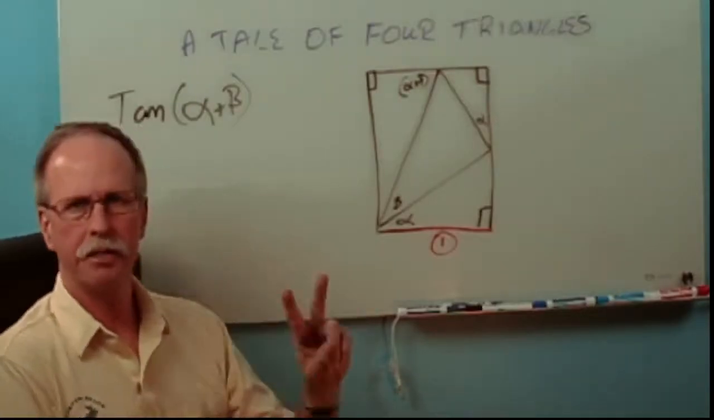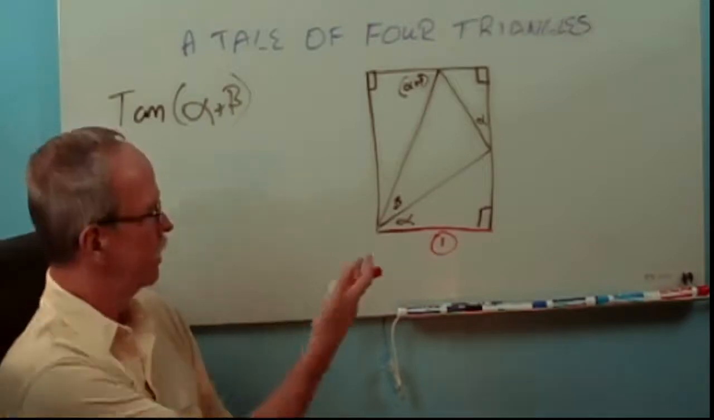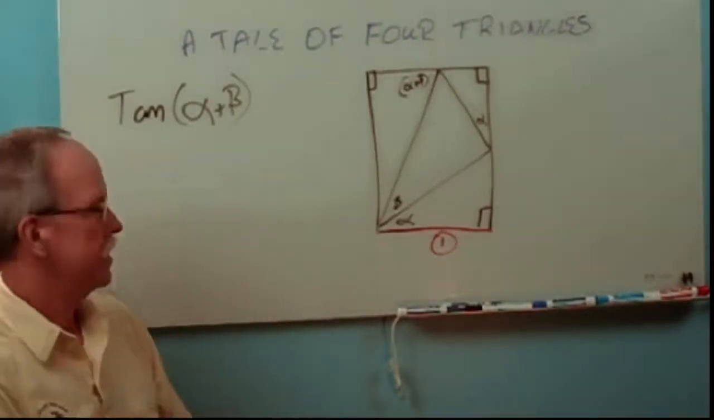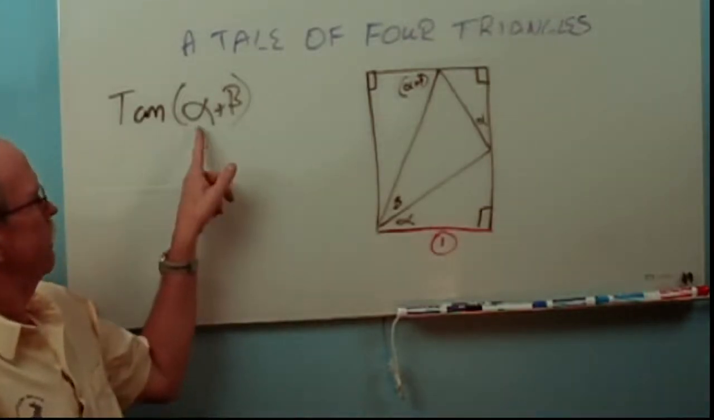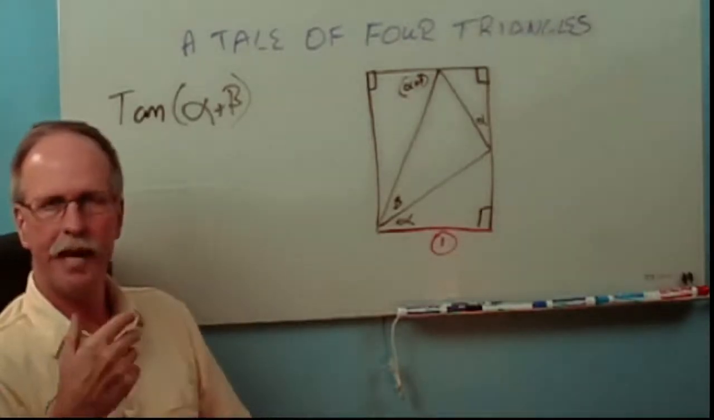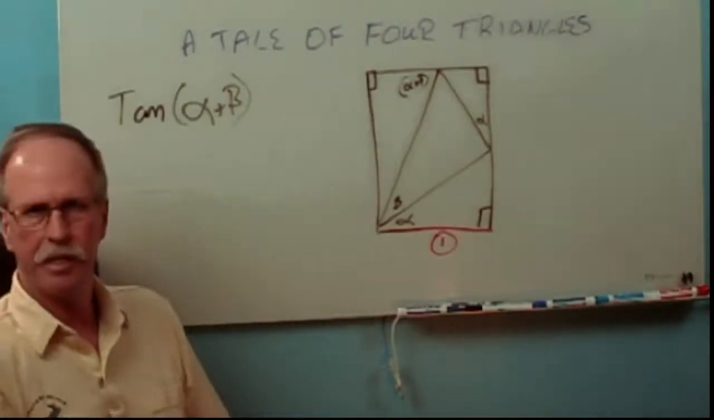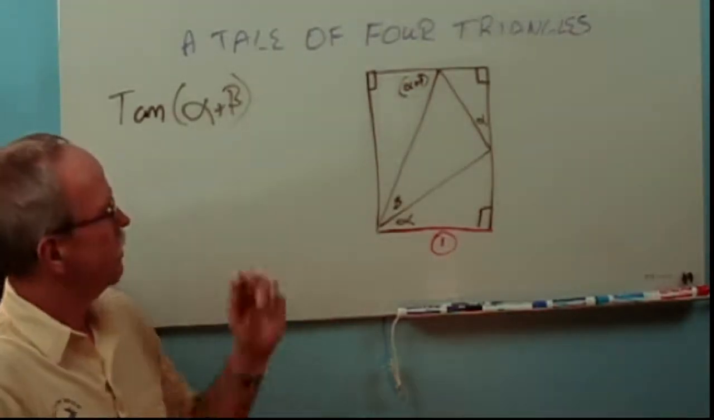Welcome back to part 2 of a tale of 4 triangles. Today we're going to complete our trigonometric identity. We're going to look at tangent alpha plus beta. So when you add 2 angles together, how do you take the tangent of the resulting angle? Let's go ahead and figure it out.